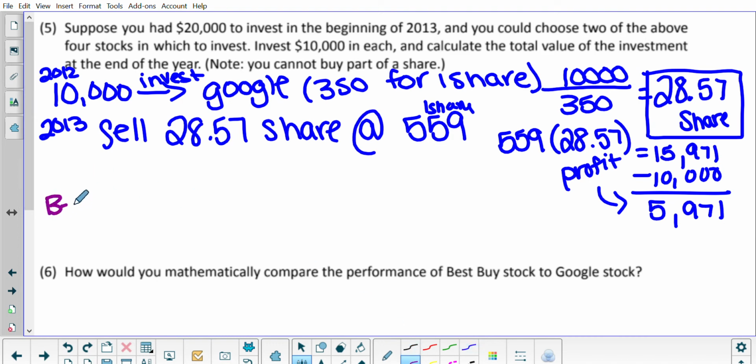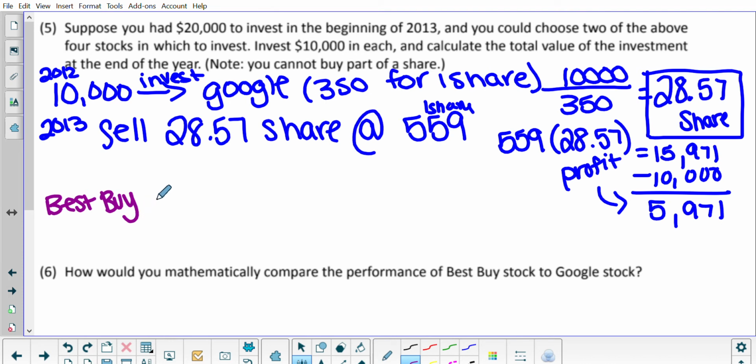Well, you guys are going to try Best Buy. If the profit that I made for Google is greater than the profit that I made for Best Buy, then we are correct. That means that I made more money, so Google obviously was the better ranked company. But if I made more for Best Buy, then for question 4, they did better performing. So I want you guys to take a second and find that profit.